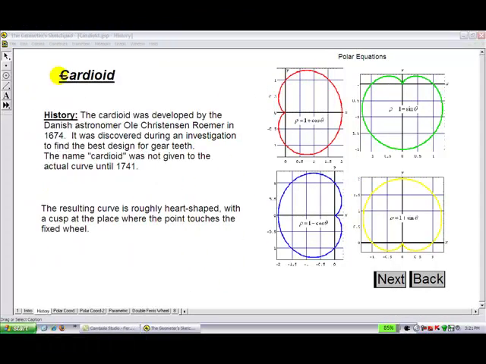So here's a little history and description of the cardioid. The cardioid was developed by the Danish astronomer Ole Christensen Romer in 1674. It was discovered during an investigation to find the best design for deer teeth. The name cardioid was not given to the actual curve until 1741. The resulting curve is roughly heart-shaped with a cusp at the place where the point touches the fixed wheel. As you can see to the right in polar equations, these are the four main equations and layouts for the curve of the cardioid.